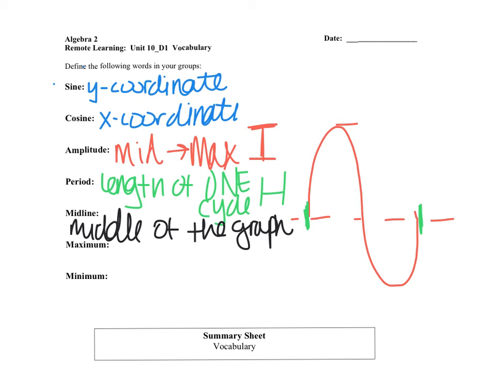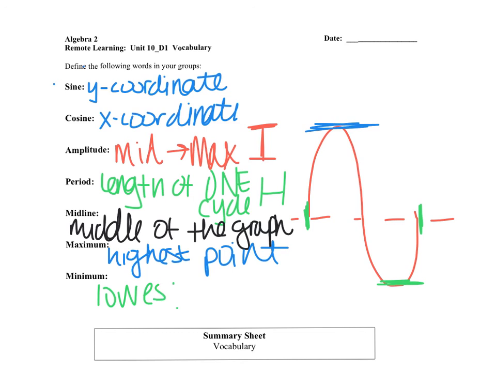Next up, we have maximum, exactly what you'd think about it. It's the maximum value, the highest point. And it's going to repeat when we have periodic functions, wave functions. And then minimum is just going to be our lowest value. So the lowest point on the graph. And again, these will repeat, but you'll have one minimum value.